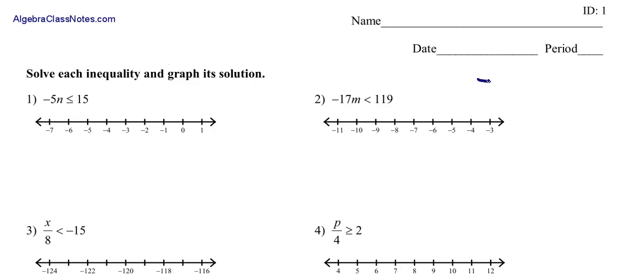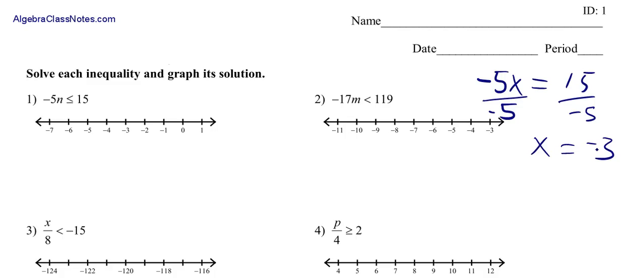So like, say you have negative 5x equal to 15. Your inverse operation of multiplication is division, so we're going to divide both sides by negative 5, and you get x is equal to negative 3.